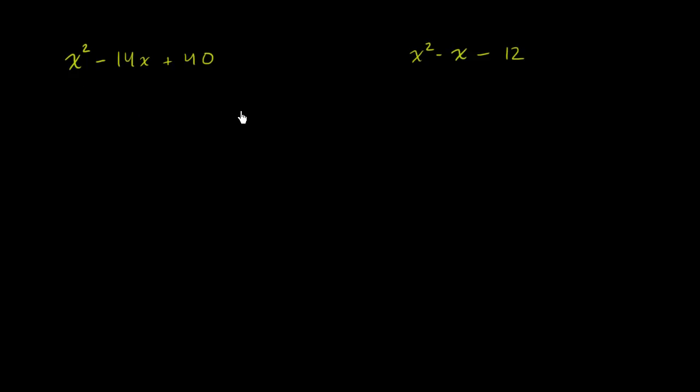And to think about it, let's think about what happens if I were to multiply x plus something times x plus something else. Well, if I were to multiply this out, what do I get? You're going to get x squared plus ax plus bx, which is the same thing as (a plus b)x, plus a times b, plus ab.